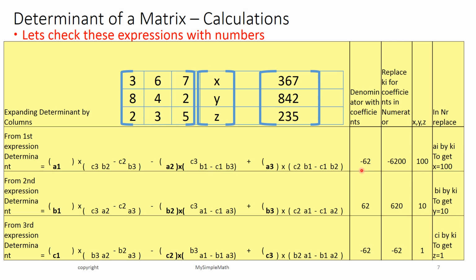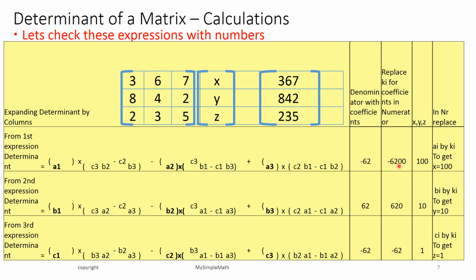Now instead of these a1s, if I were to replace the ai by ki, that is, if a1 were to be replaced by 367, a2 were to be replaced by 842, and a3 would be replaced by k3, which is 235, I get 6200.